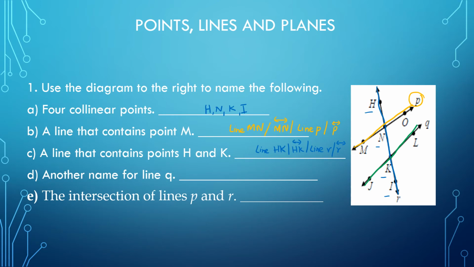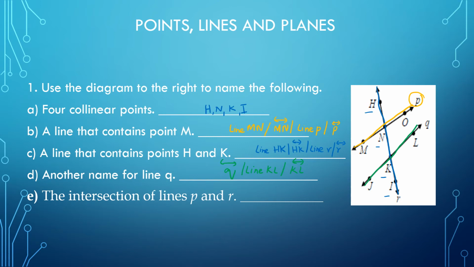So you're basically naming the green line in a different way. You could have simply given this a different name and that would have been correct. But another way of writing would be line KL, or KL with a line symbol, and many other combinations.